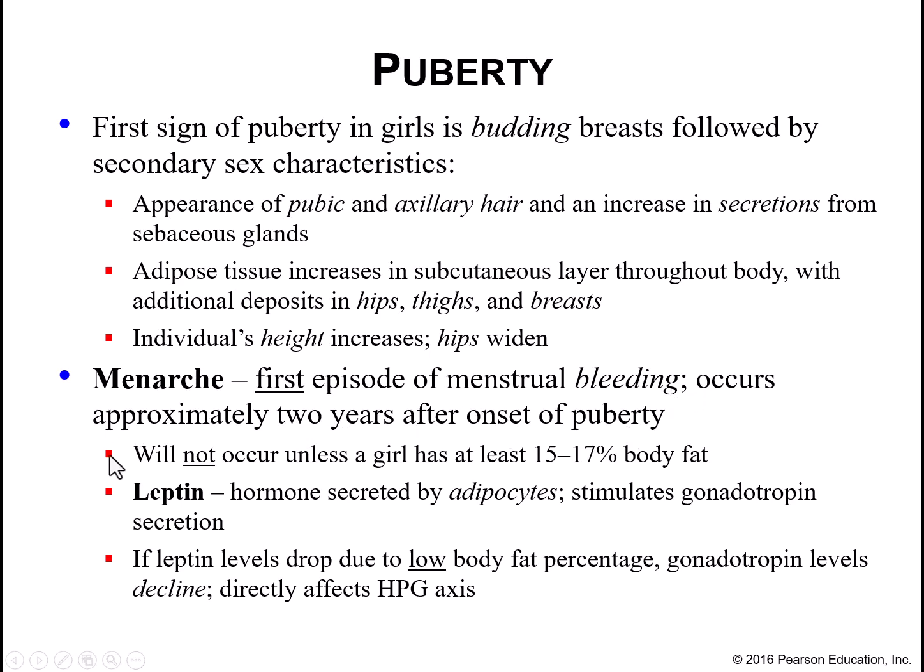But if you are underweight and have very little body fat, like a lot of athletes have, and they're not underweight because they have muscle mass, but if you have less than 15 to 17% body fat, you actually will not start menstruating, because if you recall, those are steroidal hormones, and the steroidal hormones are made from the fats. They're lipid-based. And so leptin, secreted by the adipocytes, stimulates gonadotropin secretion. And if that leptin drops because you don't have any body fat, then that low body fat percentage will cause the HPG axis to decline.